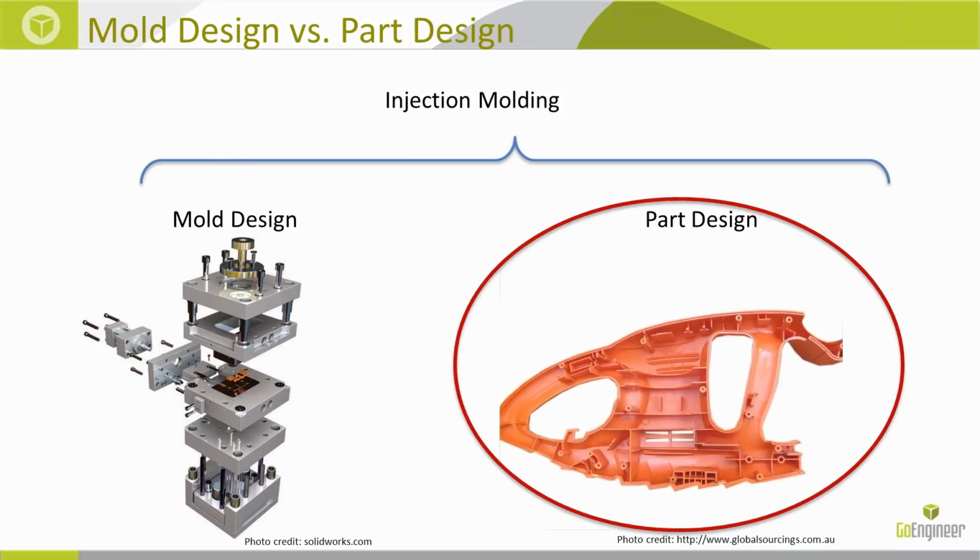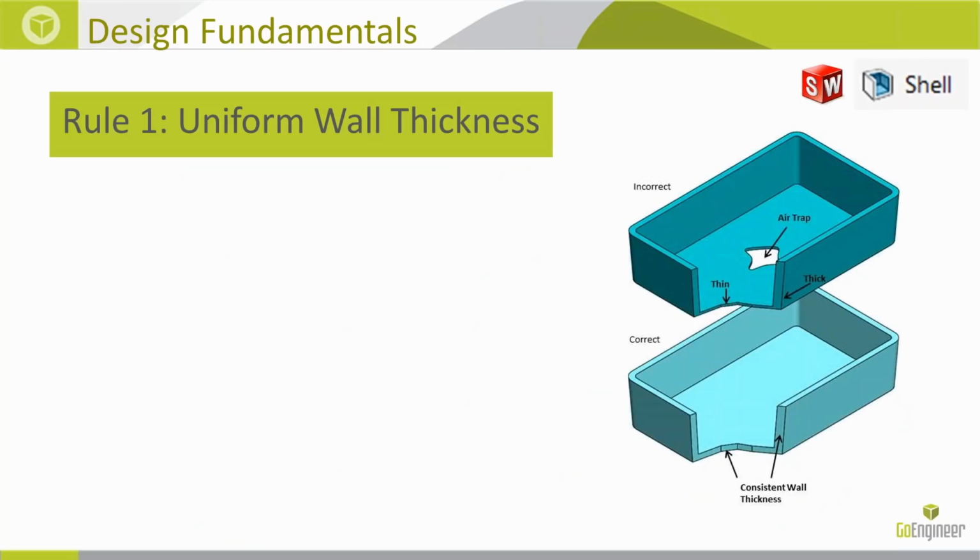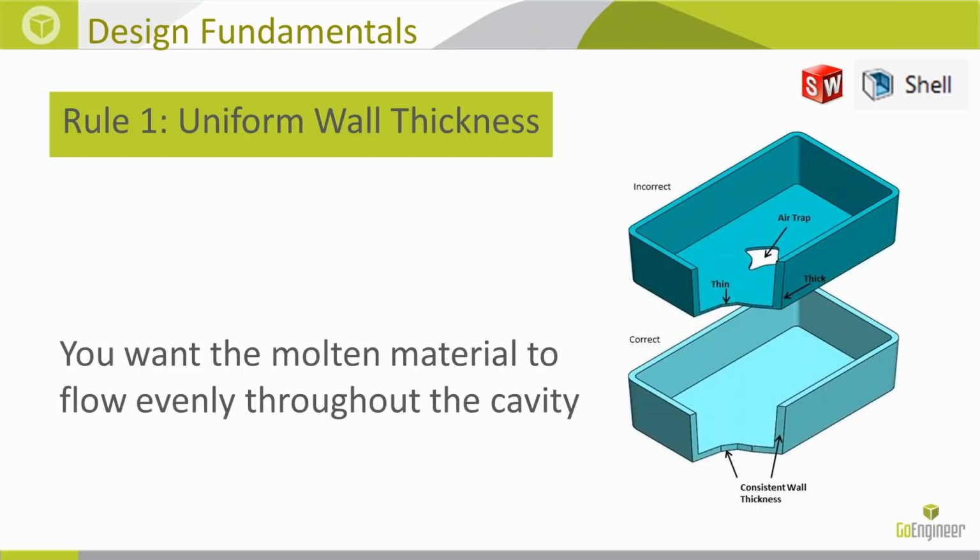Rule number 1 is that you want a uniform wall thickness. That's the general rule, and the reason is that you want the molten material to flow evenly through the cavity. So, Arvind, can you show us this in the analysis software? What are we compromising? What is the trade-off if we don't have a consistent wall thickness?